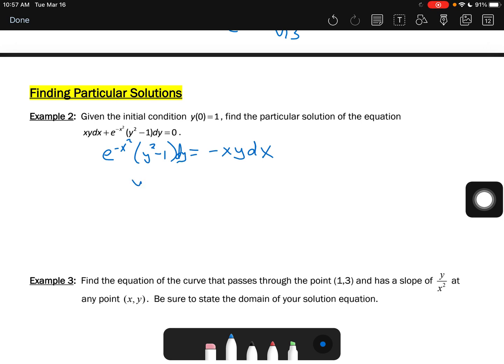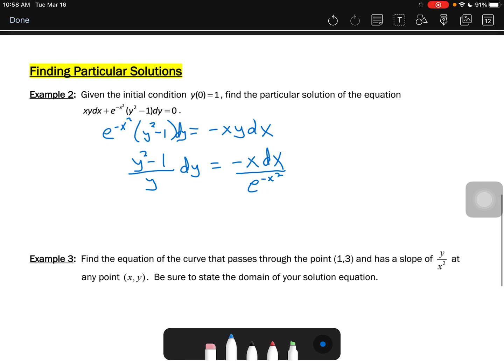So on the left side, I will have y squared minus 1 over y. I'd have dy after that. And on the right side, I have negative x dx, so I divided that y, so that's not there. And I'm dividing by e to the negative x squared. Okay.